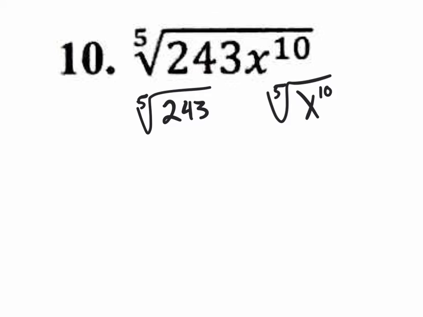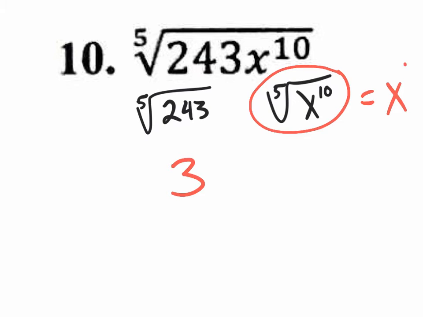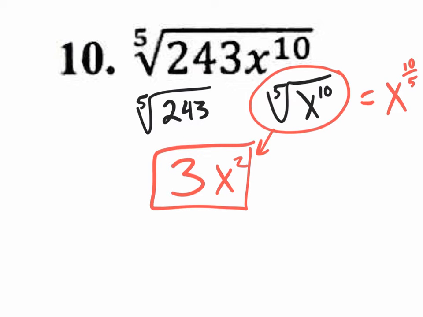Now, the Casio itself will do this for you, right? The fifth root of 243. You even could do it on the Texas Instrument. Okay, so the calculator says that this answer is 3. And now on this guy over here, this is where we're going to apply this power over root. So it's going to be x with the power 10 divided by the root 5. And 10 divided by 5 is 2. So in reality, this just simplifies down to x squared. So there's your answer, 3x squared. Pretty easy, huh?